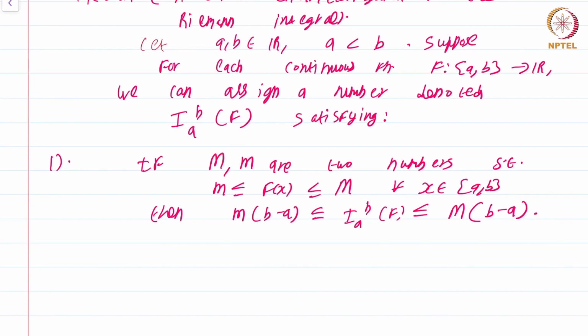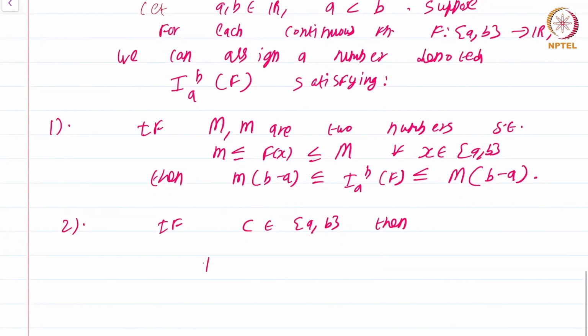Two. If c is in [a, b], then I_ab of f is nothing but I_ac of f plus I_cb of f. Okay, excellent. So these are the two things that I_ab satisfies.